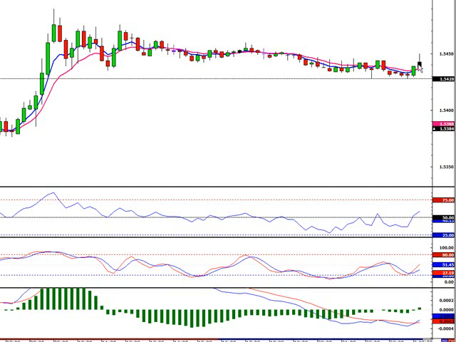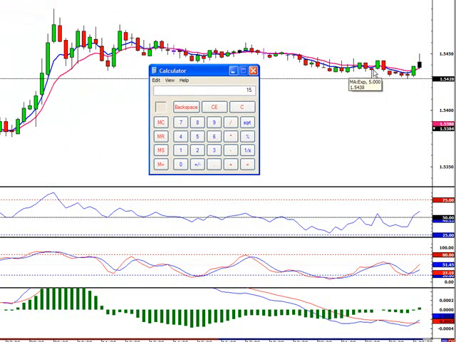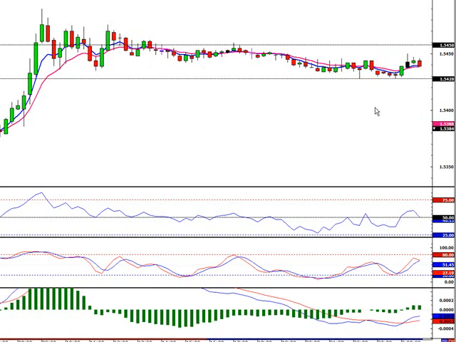To figure that out, we just take our entry, which is at 54.43, and subtract our stop at 54.28. We get a difference of 15 pips, and so we're just going to add that to our entry, and we get a target at 54.58. Alright, and so now we'll just watch the trade.